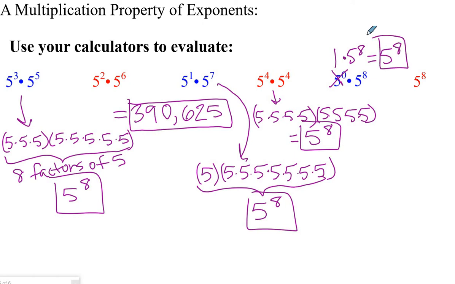And let's look for a pattern here. Look at all of these. 5 cubed times 5 to the 5th. How did that turn into 5 to the 8th? 5 squared times 5 to the 6th. How would that turn into 5 to the 8th? What about the 1 and the 7? How is that related to 5 to the 8th? How is 5 to the 4th and 5 to the 4th related to 5 to the 8th? So right now in your head, I want you to look at these and pause the video and see if you can come up with some sort of pattern.